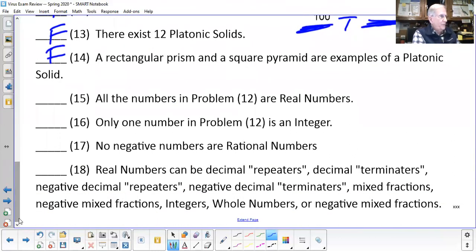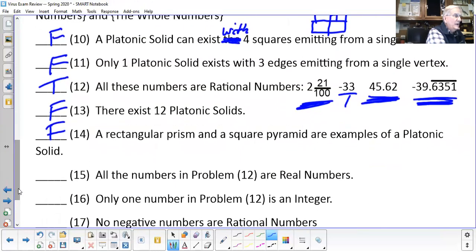All the numbers in problem 12 are real numbers. Let's go back up to problem 12. Are all those numbers in there real numbers? Absolutely. They're all a type of real number, okay? 16, so that's a true statement.